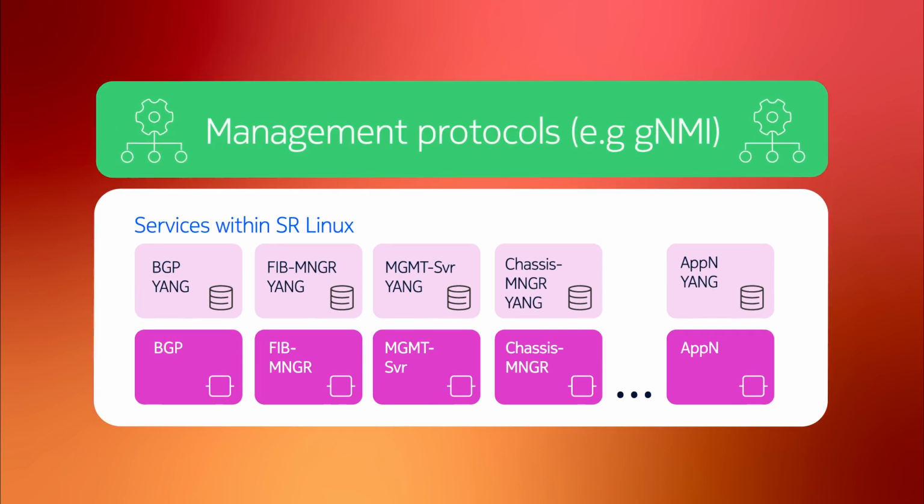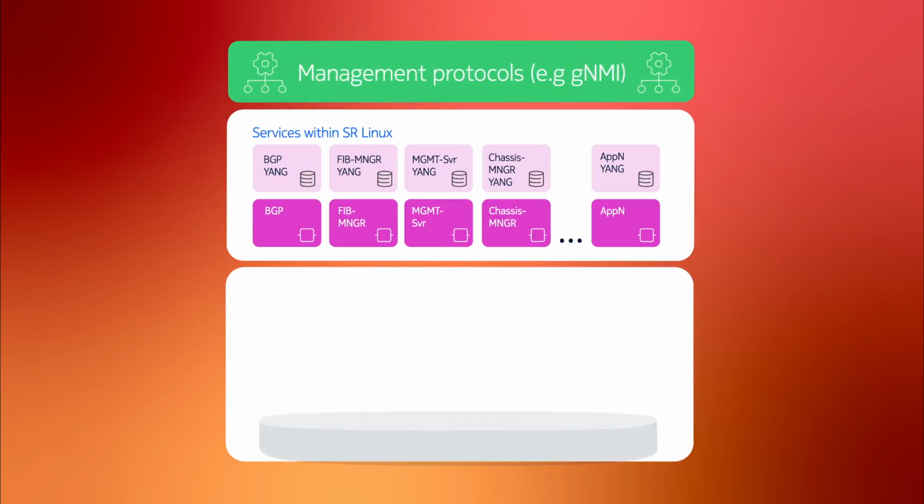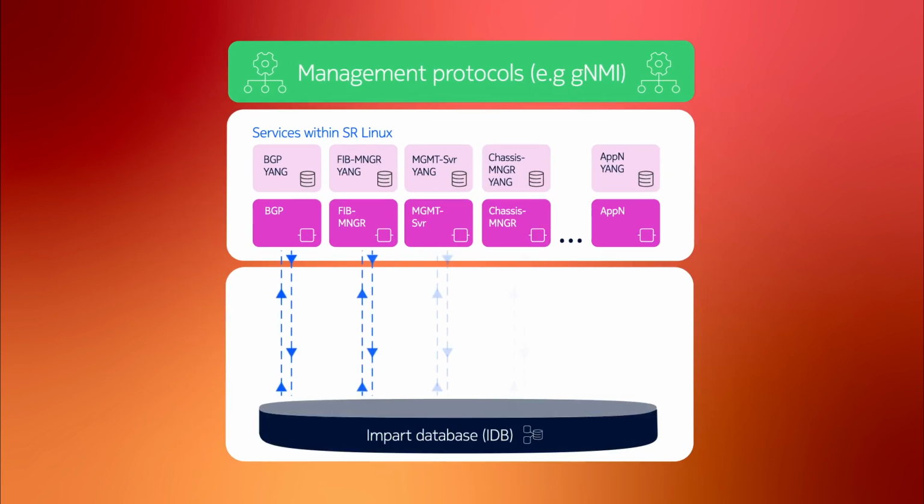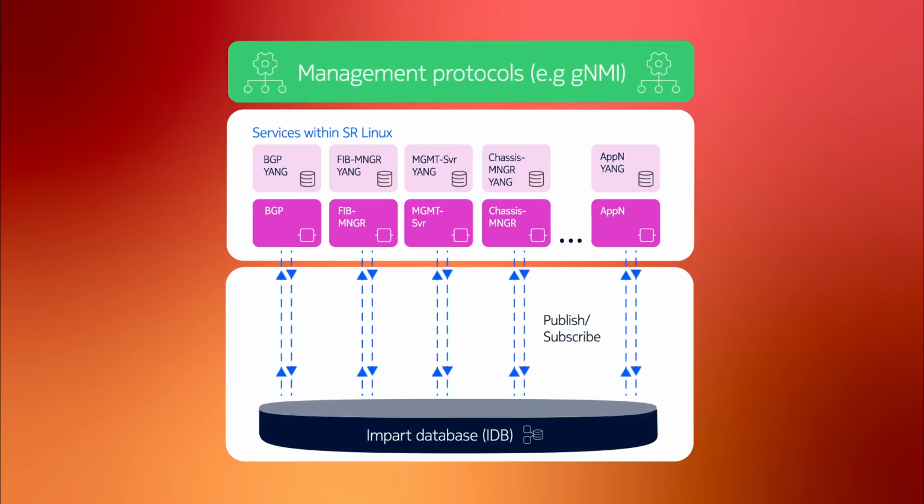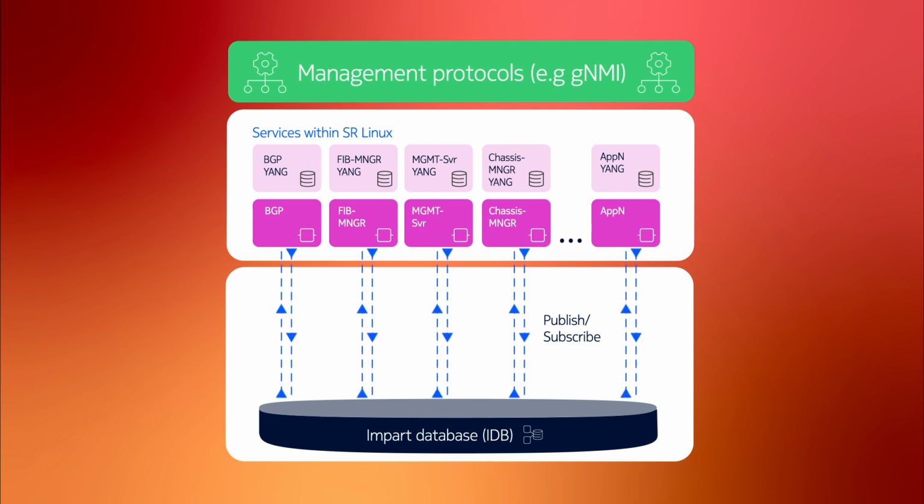All services are managed through the same management layer. This common data and management architecture greatly enhances operations, especially the ability to automate networks at large scale. Within each node, the data from each service is published to the shared in-memory database, or IDB. Each service can also subscribe to any data from other services from the IDB, optimizing inter-process communication.